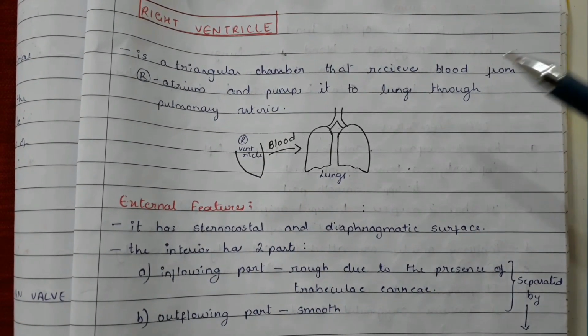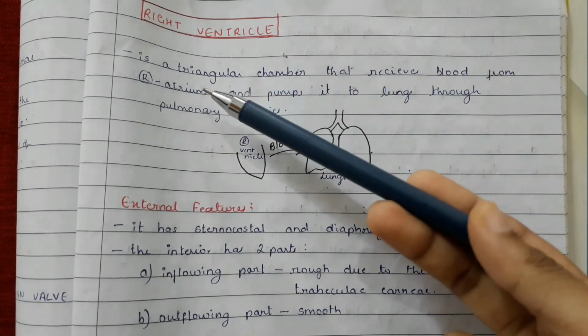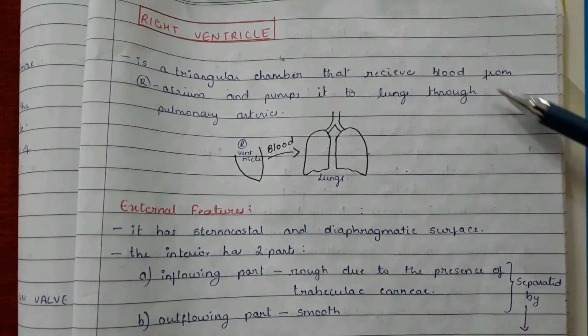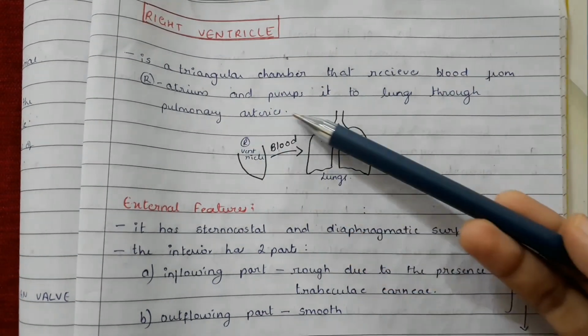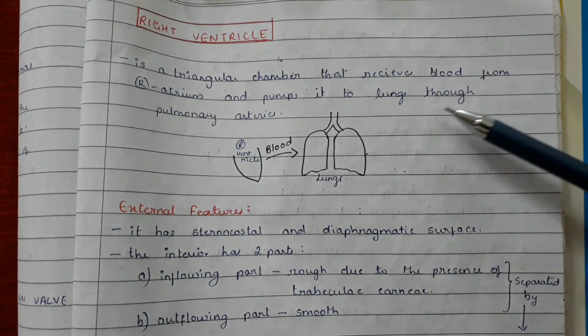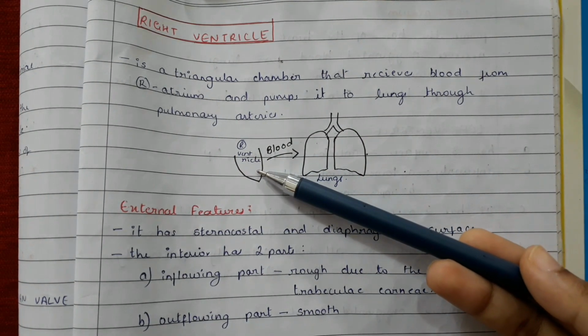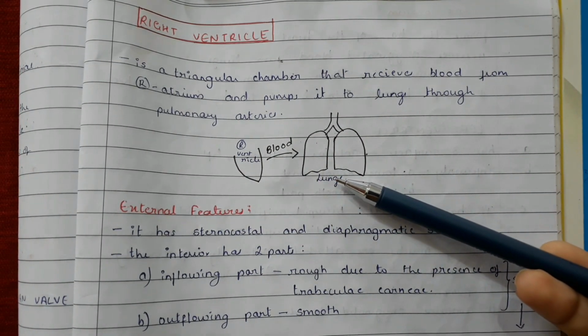Now let's talk about the right ventricle. The right ventricle is a triangular chamber that receives blood from the right atrium and pumps it to the lungs through the pulmonary arteries. So the blood from the right ventricle goes into the lungs.